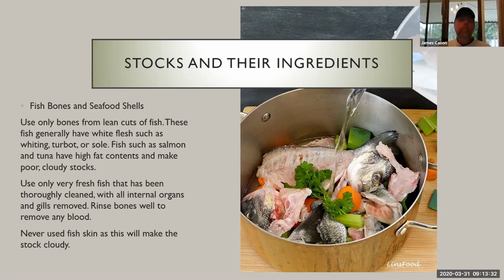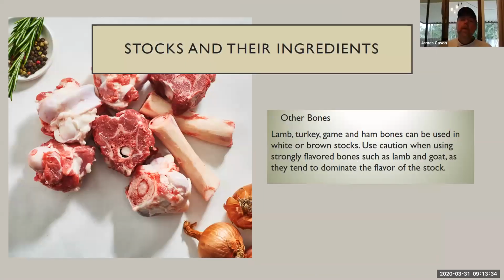So I will talk about them though. Other bones. Lamb, turkey, game, and ham bones can be used in white or brown stocks, but use caution when you're doing lamb or goat. They can really overtake a stock, and especially goat.